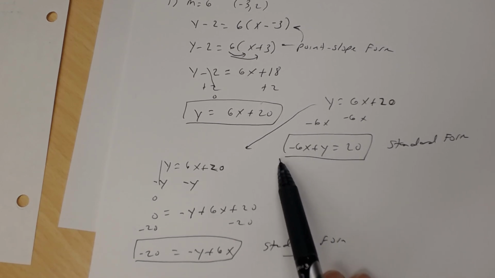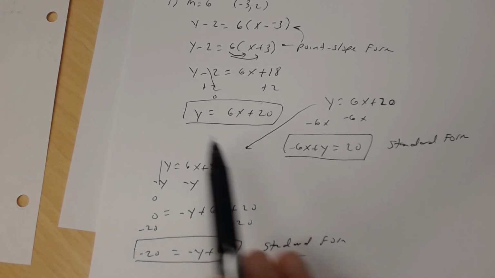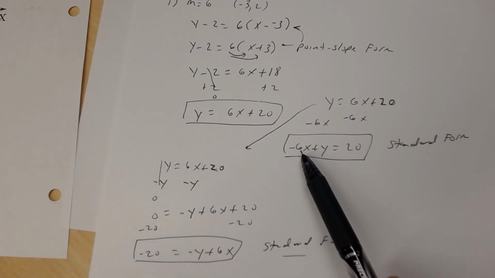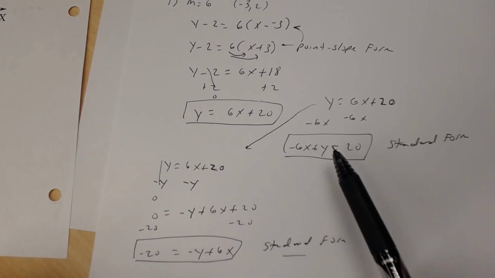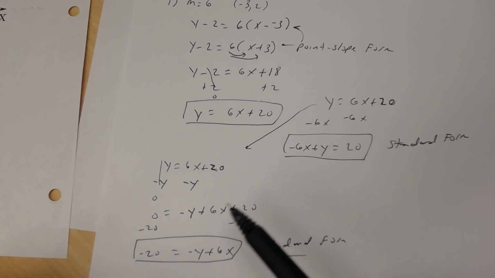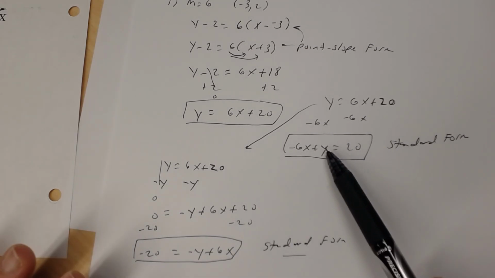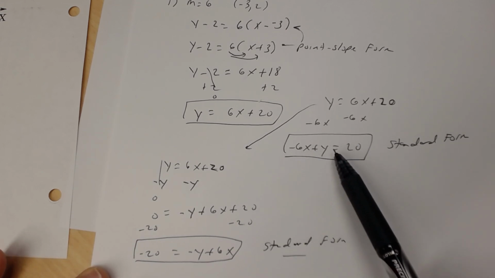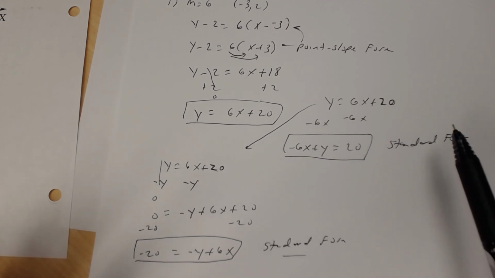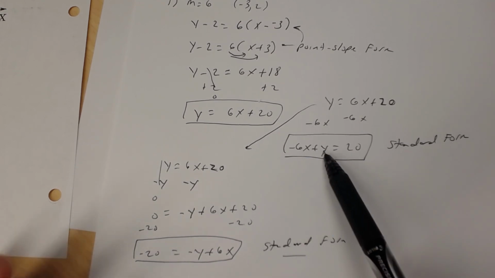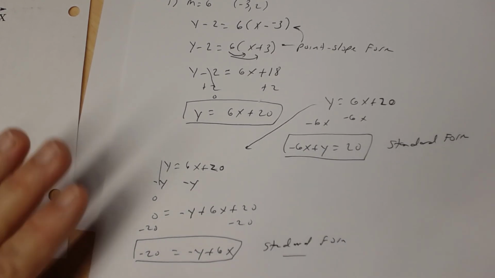And if you were to graph them, they would be the same graph. It will be this graph here. And so basically you're just taking the opposite. So the opposite of 6x is negative 6x. The opposite of positive y is negative y. And the opposite of 20 is negative 20. And so as you do the others, I'm going to use that idea. To get the other standard form, and it doesn't matter which one you put, you just take the opposite of each of those terms. Basically, you're multiplying both sides by negative 1.